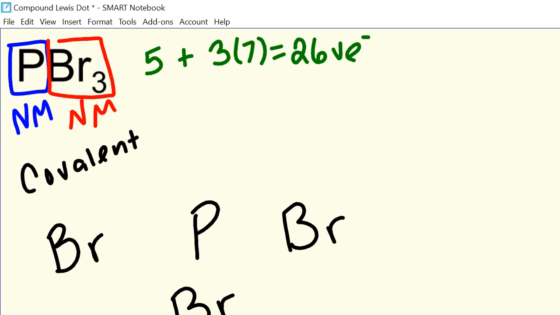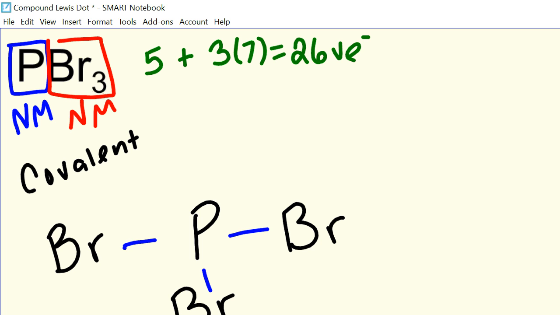Now we'll go ahead and start bonding these atoms together. So the first thing we're going to do is create a single bond connecting each atom. After we've bonded each atom, I want to complete the octet for each atom. And the octet means I want 8 valence electrons around it. So most atoms want 8 electrons. Each bond counts for 2.